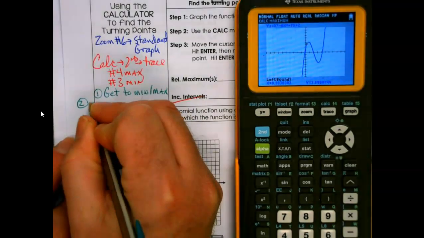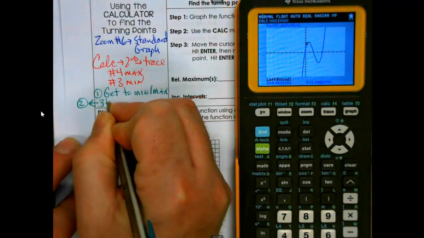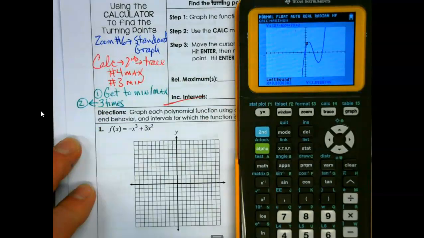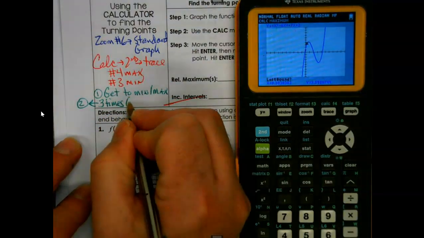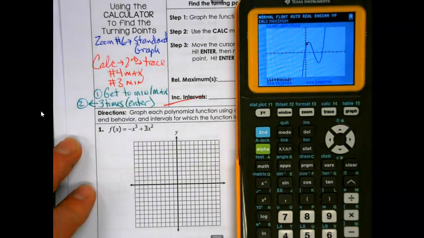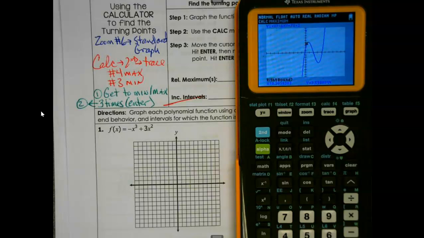Job 2, left arrow 3 times, and then hit enter. If you hit the arrow 3 times and hit enter, 2 things are going to happen. The first thing that's going to happen is, and you can't see it real well because it's close to the axis, there's going to be this really faint line that's there with an arrow pointing that way. We're setting boundaries right now for our calculator to find this point.